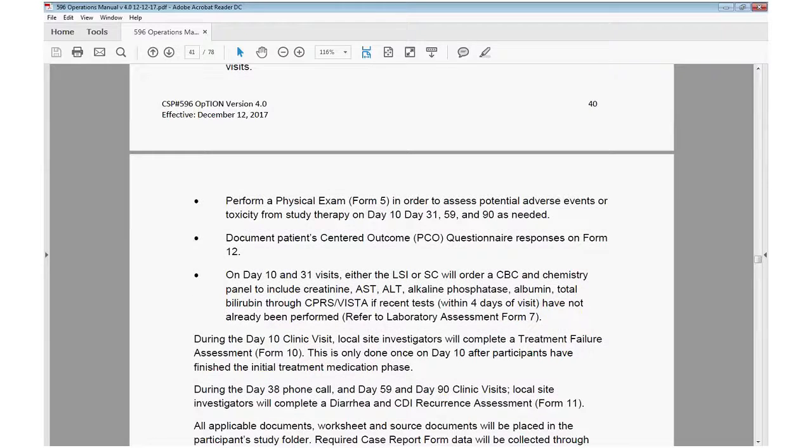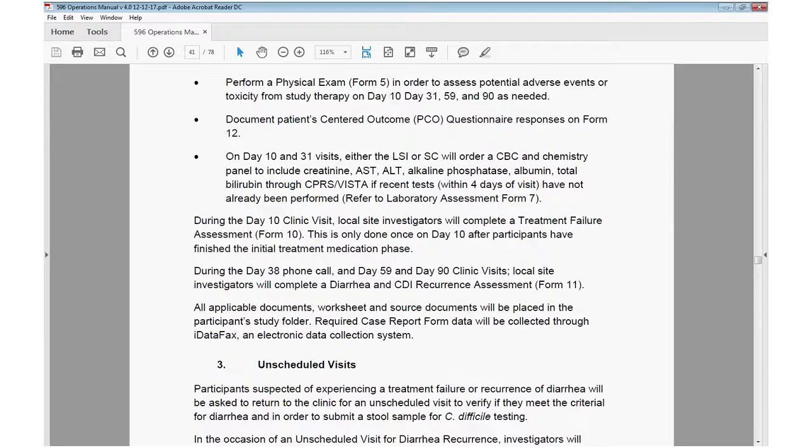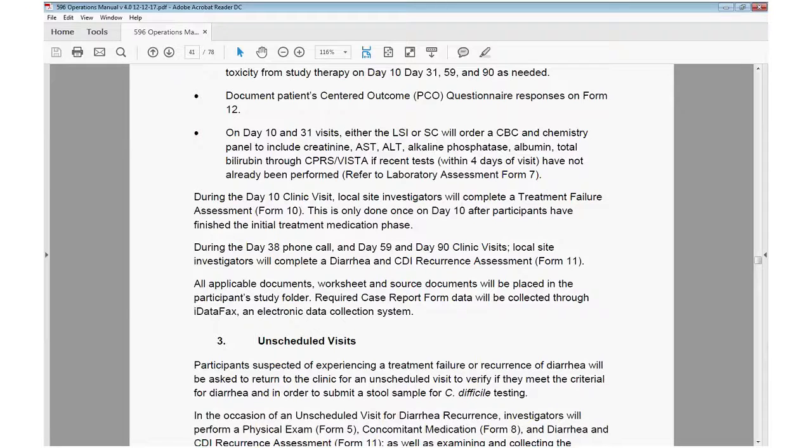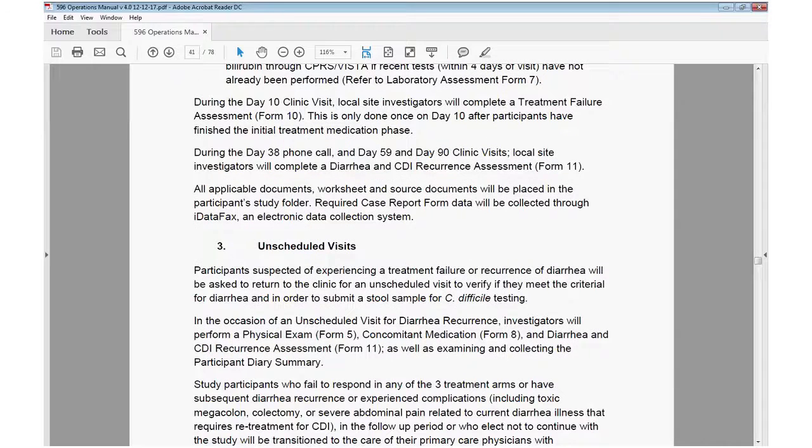During day 10 clinic visits, local site investigators will complete a treatment failure assessment, Form 10. This is only done once, on day 10, after the participant has finished the initial treatment medication phase. During the day 38 phone call and the day 59 and day 90 clinic visits, local site investigators will complete the diarrhea and CDI recurrence assessment, Form 11.